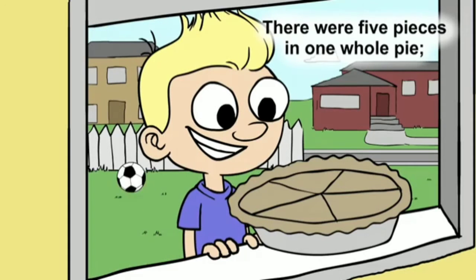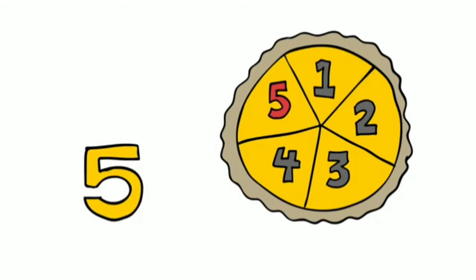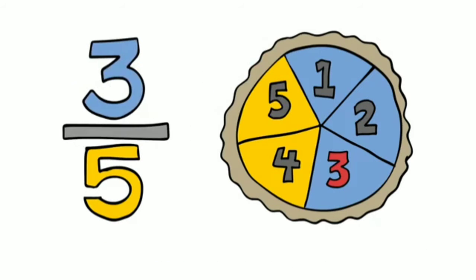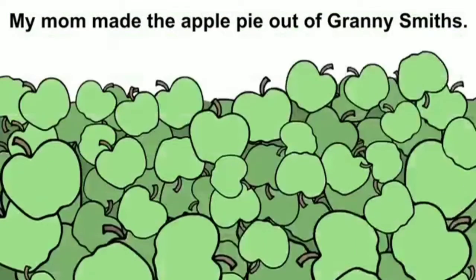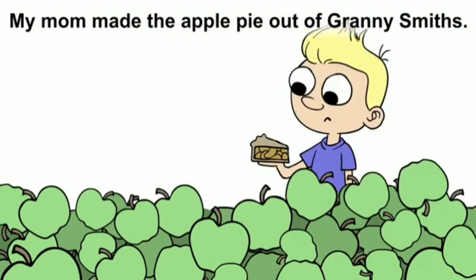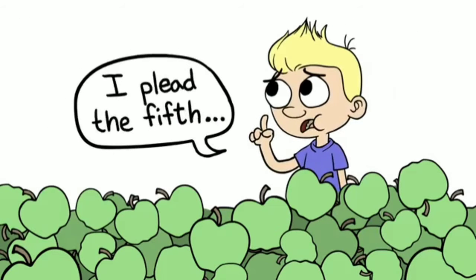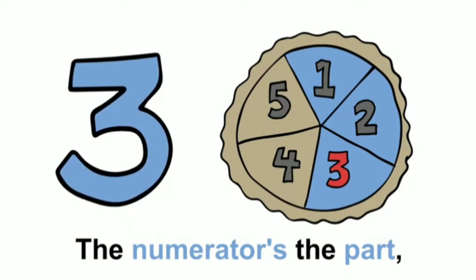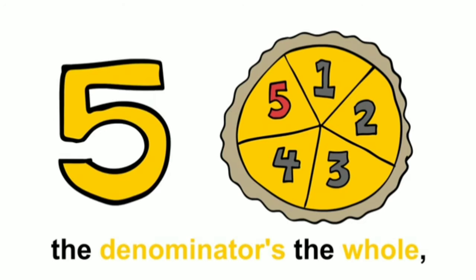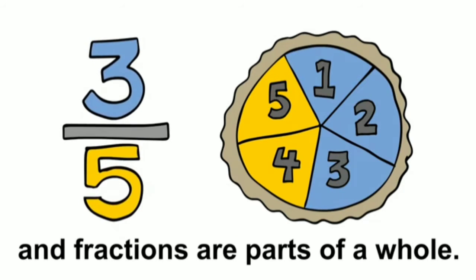There were 5 pieces in one whole pie. The denominator of the whole pie was 5. The numerator of my part was 3, as 3/5 of the pie was for me. My mom made the apple pie out of Granny Smith's. She asked me if I liked it. I said, I plead the 5th. The numerator's the pie, the denominator's the whole, and fractions are parts of a whole.